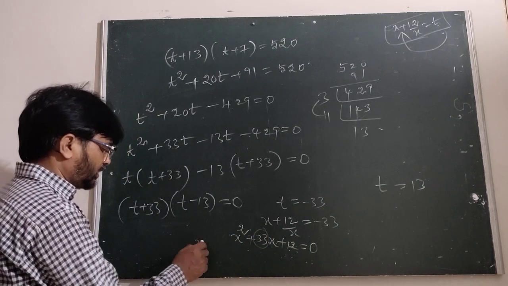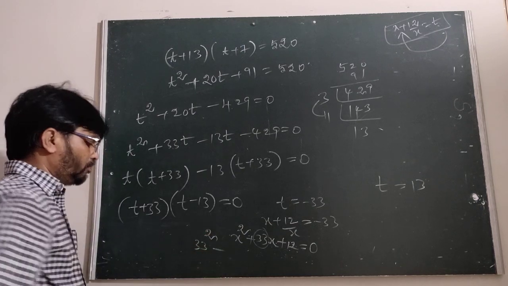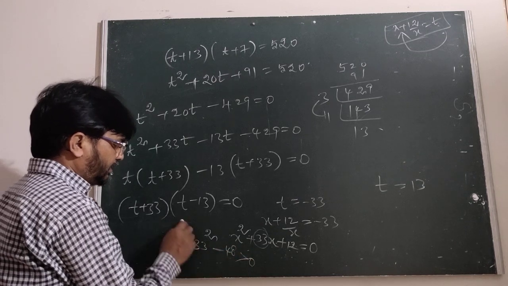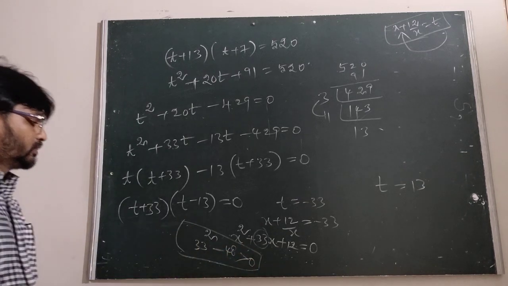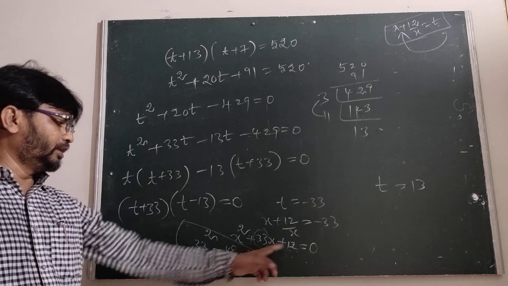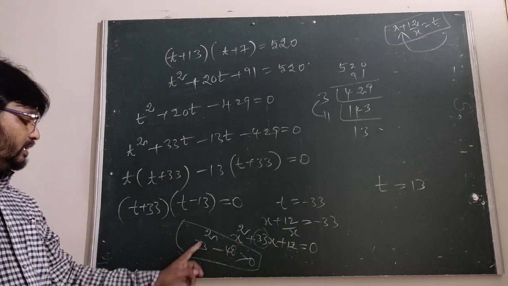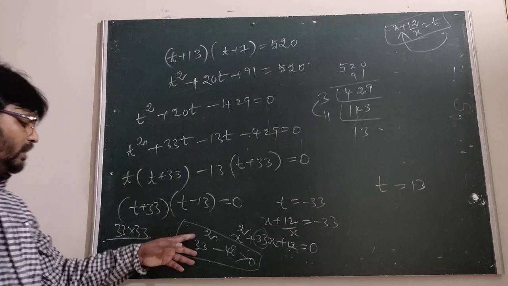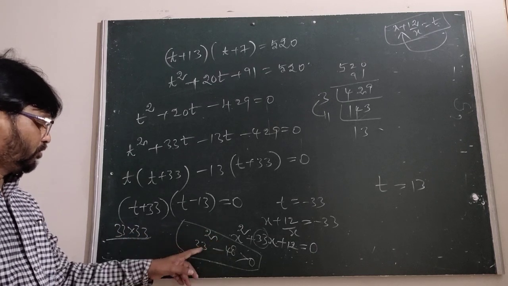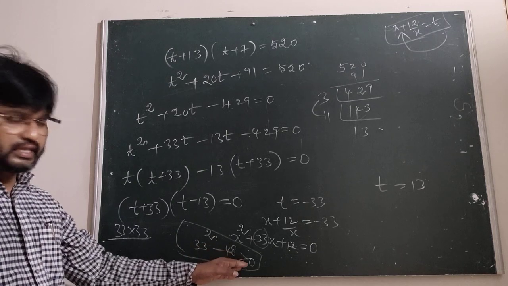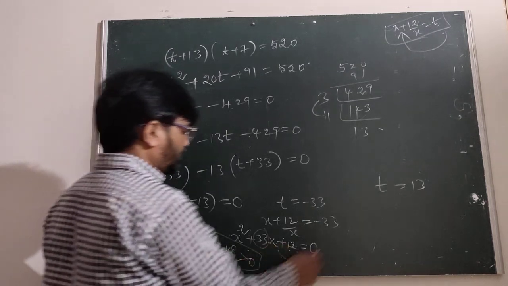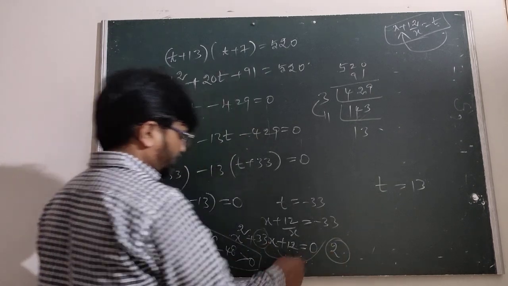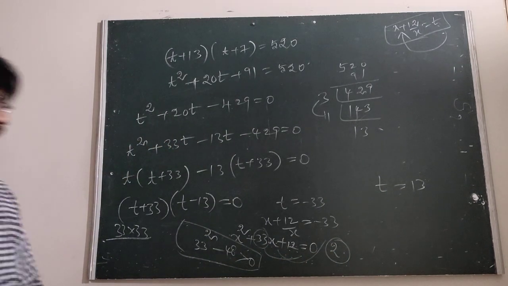Therefore b square is 33 whole square, minus 4ac is 4 times 12, which is 48. Undoubtedly 33 square is the bigger value when compared with 48. Therefore b square minus 4ac is greater than 0. This equation has two real and distinct roots.